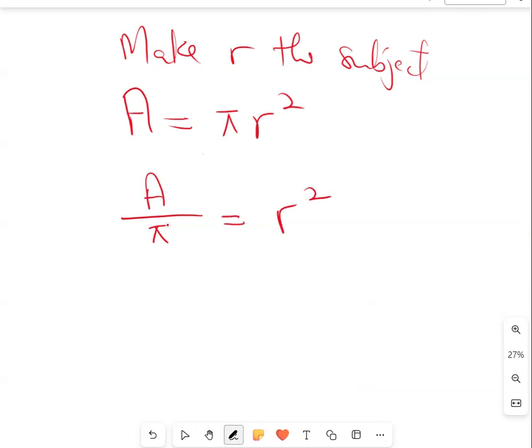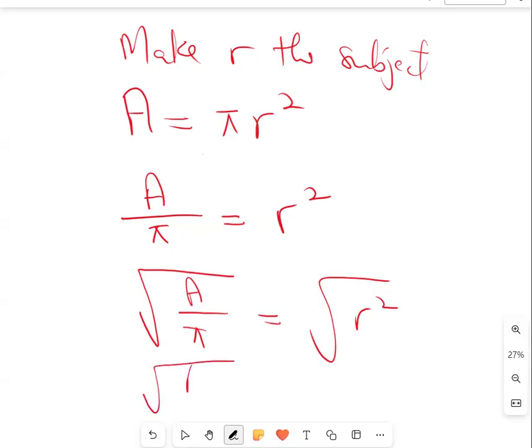To get rid of a square sign, you have to square root both sides. So when you square root both sides, you get the square root of A over pi equal to the square root of R squared, which is R, right? So R equals the square root of A over pi. You can write it back if you want to put the R in front, right? That's all.